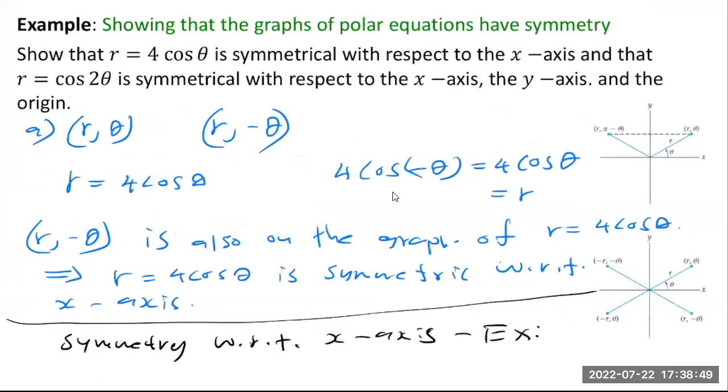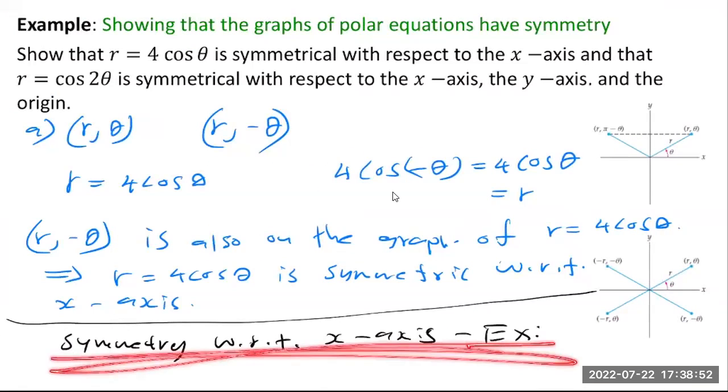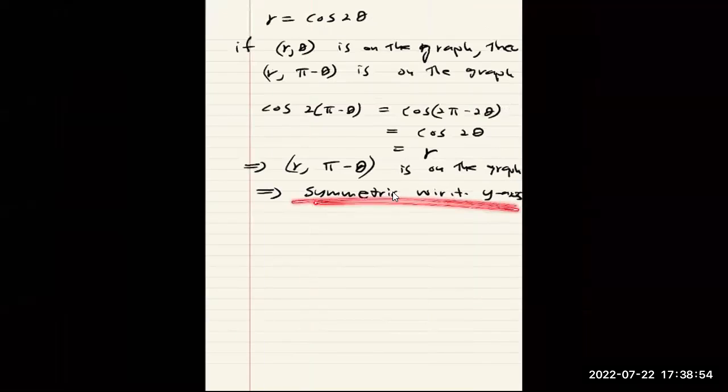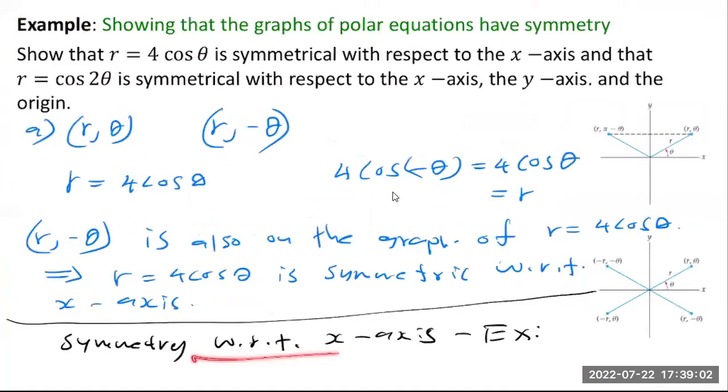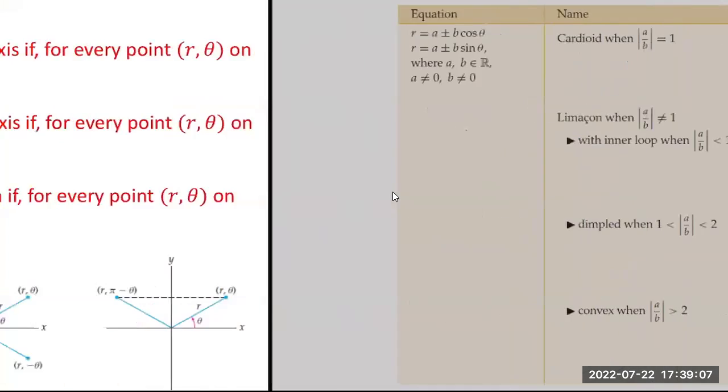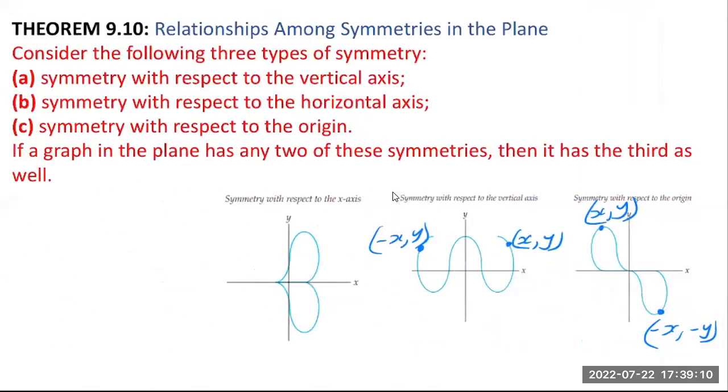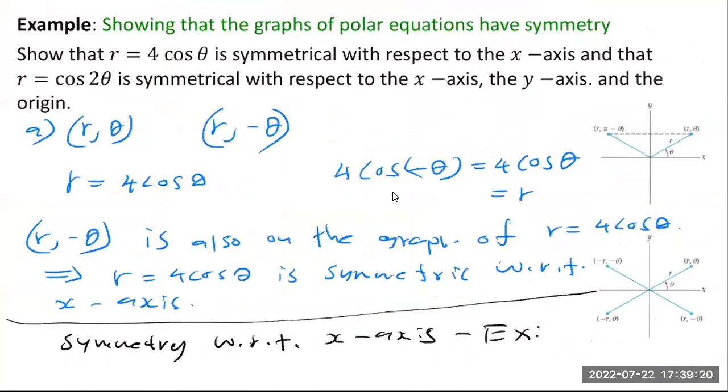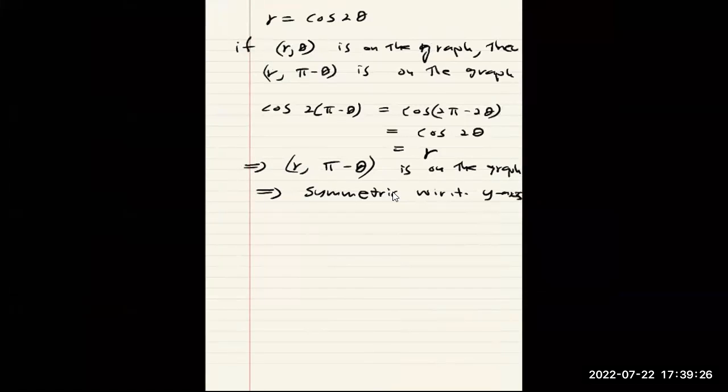Earlier your exercise was to show that it is symmetric with respect to the x-axis. Now we showed that it is symmetric with respect to the y-axis. Now how do we show the symmetry with respect to the origin? Well, since we have two symmetries, the symmetry with respect to the origin is automatic from the previous theorem that we discussed. Remember this theorem? According to this theorem, if a graph in the plane has any two of these symmetries, then it has the third one. So we have the symmetry with respect to the x-axis and the y-axis, so it should be symmetric with respect to the origin as well.